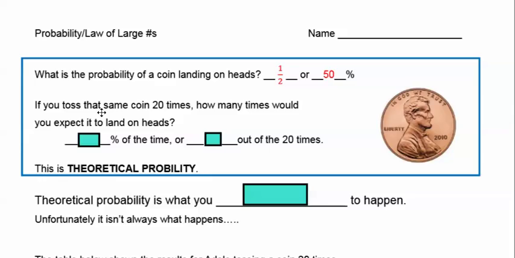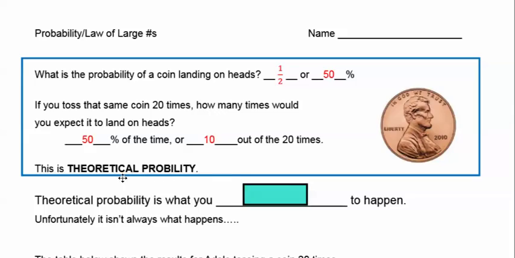Now, let's say we toss that coin 20 times. How many times do you expect it to land on heads? So they're not asking for probability. They want to know how many times. Okay, well, let's think. We would expect it to land on heads 50% of the time. So what is 50% of 20? Or what's half of 20? Because it should land on heads half of the time. Well, half of 20, we would expect it to land on heads 10 out of the 20 times.